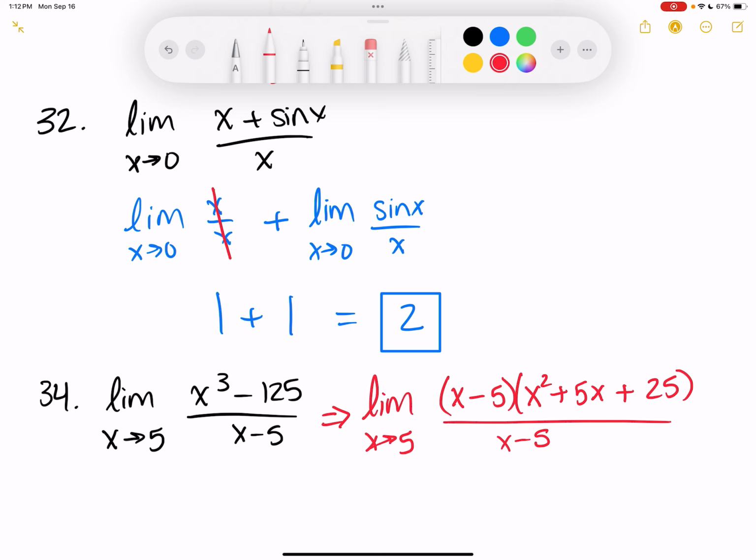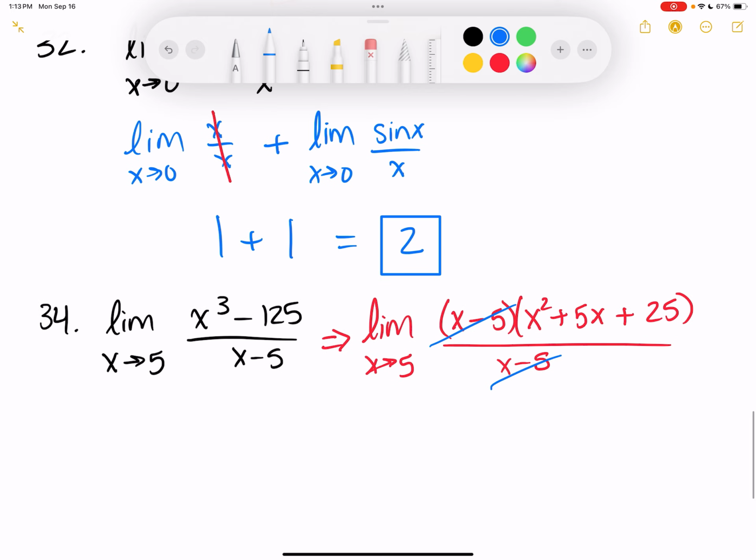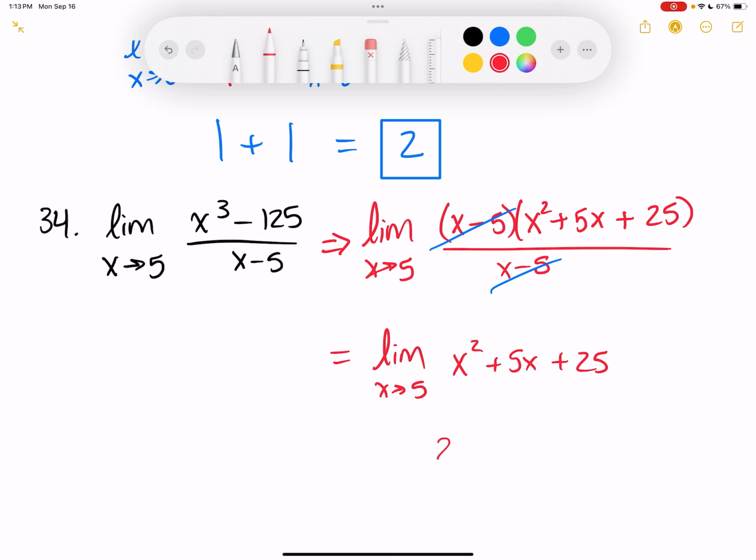Well, at least we can get rid of that x minus 5. Correct, that's why I did that. Bye-bye. So I have the limit as x approaches 5 of x squared plus 5x plus 25. Plug in 5, that's going to be 25 plus 25 plus 25, also known as 75. I was doing a little joke in my head, like, what if I said 74? And then I wrote 74.